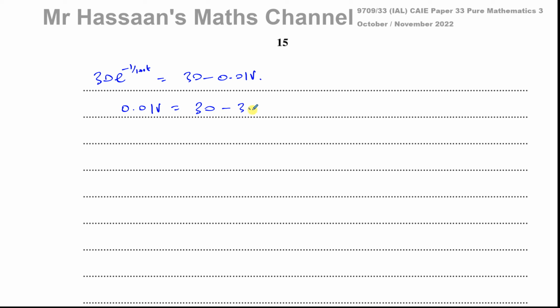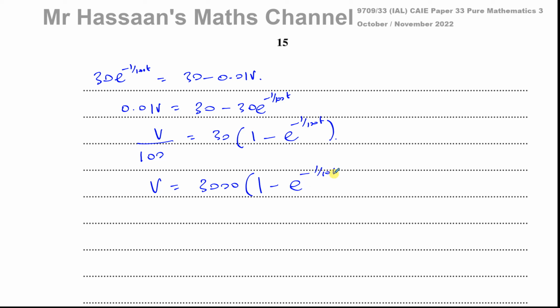So 30 minus 30 e to the power of minus 100th t, and remember, this is the same as 1 over 100. So this is like v over 100 equals 30 minus 30 e to the power of minus 100th t. In fact, I can take out that 30 as common, and then I'll have 1 minus e to the power of minus 100th t. And I can multiply both sides by 100. So that's 3000 times 1 minus e to the power of minus 100th t. And there we have our answer.